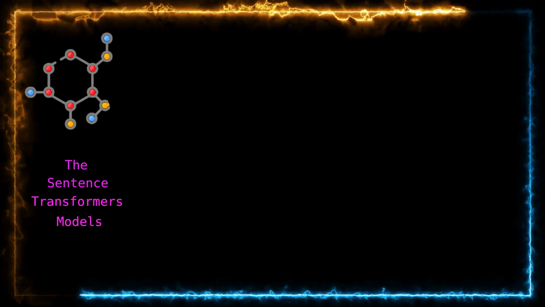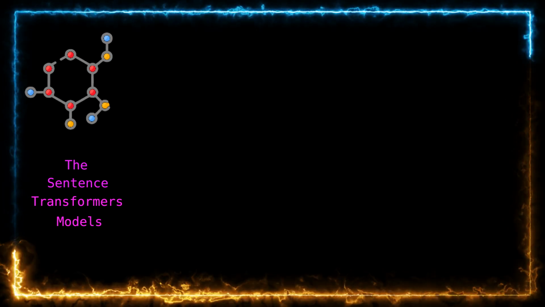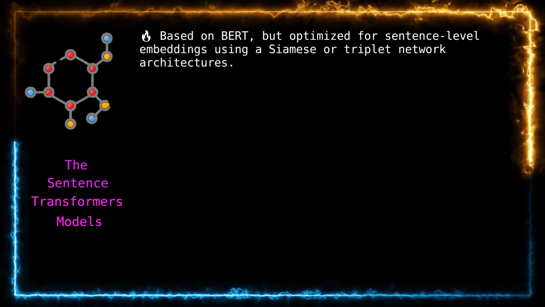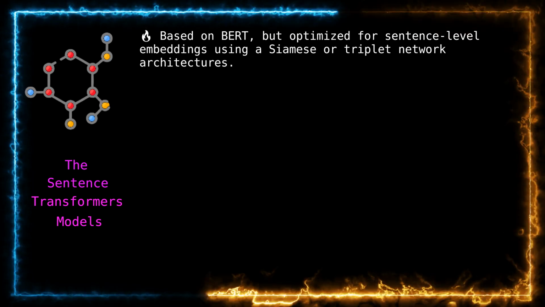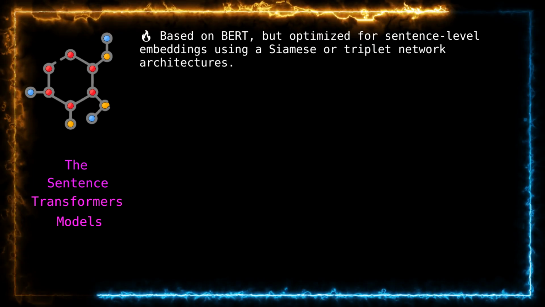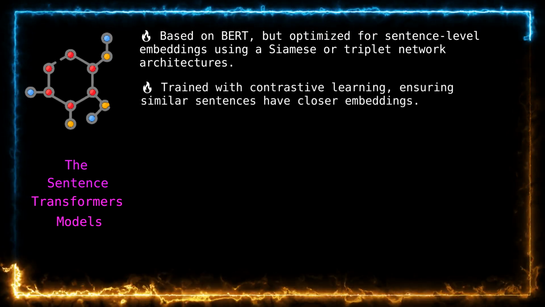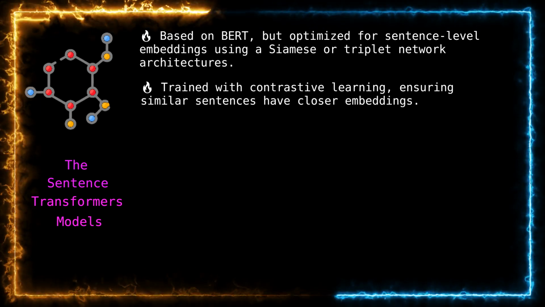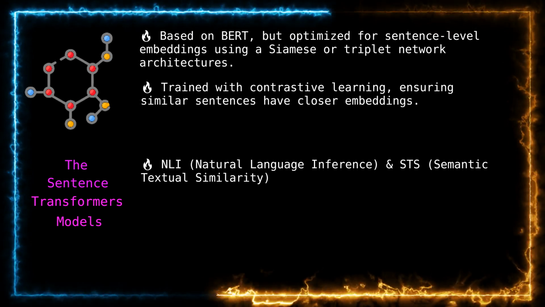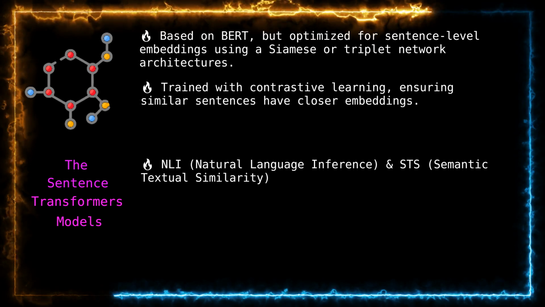How do sentence transformers work? Sentence transformers, like SBERT, are based on BERT, but are optimized for sentence-level embeddings by using Siamese or triplet network architectures, enabling more efficient handling of sentence pairs. They are trained with contrastive learning, ensuring similar sentences have closer embeddings. They use tasks like natural language inference and semantic textual similarity to fine-tune.